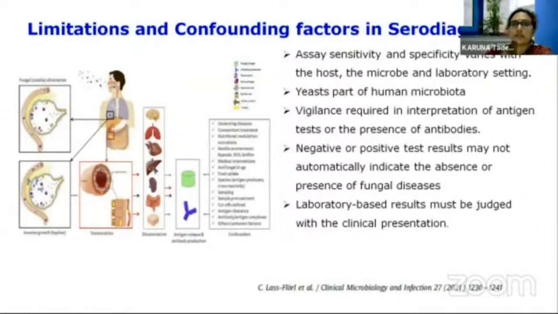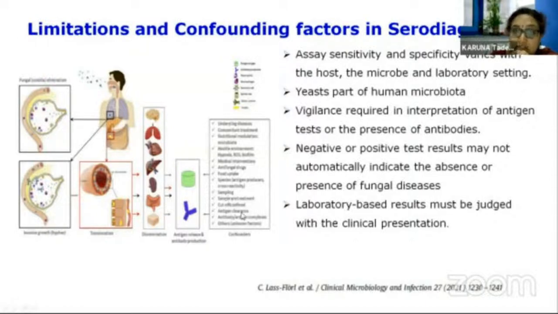But there are a lot of limitations and confounding factors in serodiagnosis, because sensitivity and specificity vary a lot with the host factors, with the fungus, and with the laboratory techniques. How are we performing the techniques? This figure explains that there are several confounding factors. These could be underlying diseases, concomitant treatment such as antibiotics or dialysis, nutritional modulation, microbiota, a hostile environment where the patient is hypoxic, existing biofilms, medical interventions, antifungal drugs, and food uptake, if the food is composed of more glucan. Then there are antigen-producing species, and a lot of fungal or non-fungal species which can give us cross-reactivity.